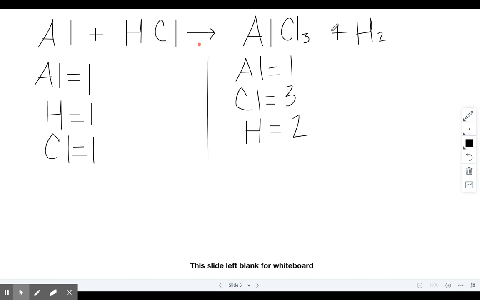Okay, they're both messed up, but look at hydrogen. He's over here by himself. I want to fix him last. I'm going to fix my chlorine first. Okay, so let me try to fix my chlorine.